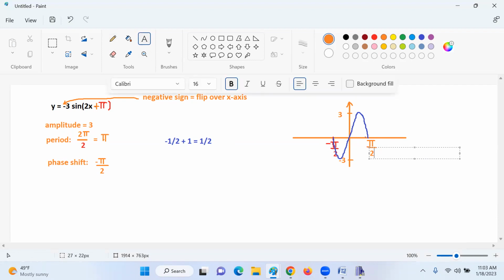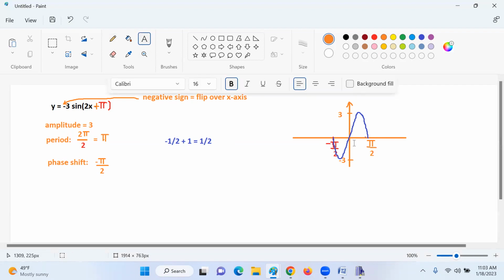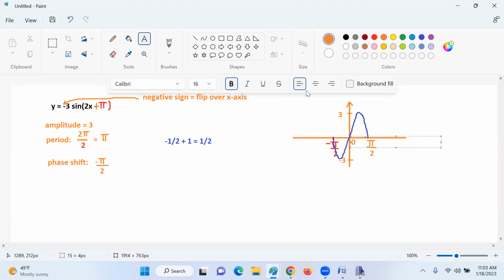So what is the midpoint between negative pi over 2 and pi over 2? It is 0. Correct, it is 0. Yeah, exactly. Or we can simply take negative pi over 2 plus 1/2 of the period, which is pi over 2, and that is 0. So this is the half period, right, the midpoint. This is the end point. Okay, are we good?